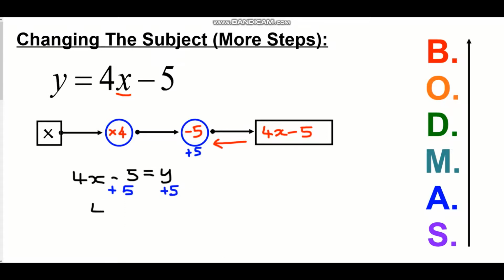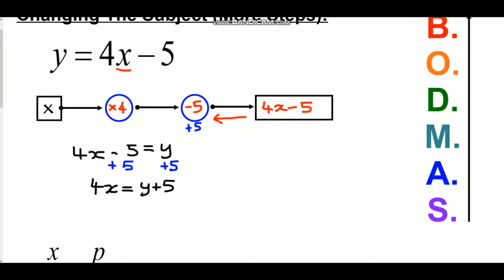So I'm left with 4x is equal to y plus 5. And because we don't know the value of y, we can't add 5 onto it, so it just goes on the end without any trouble there.